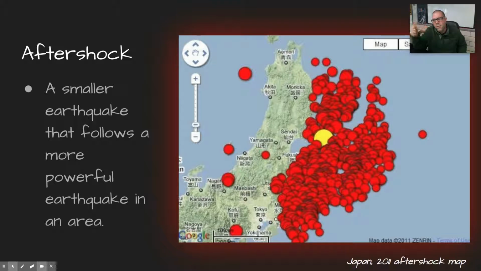All right. So fires, building collapses, aftershocks. Those are three of the most dangerous and deadly effects of earthquakes. But there's another one, and it's called liquefaction. All right.